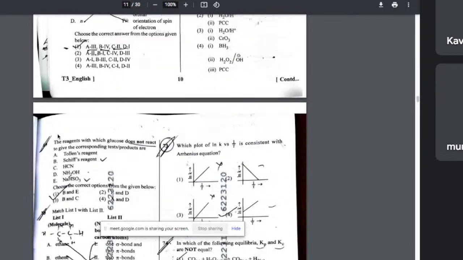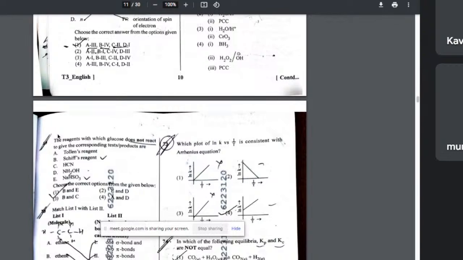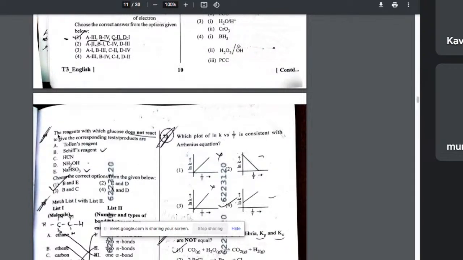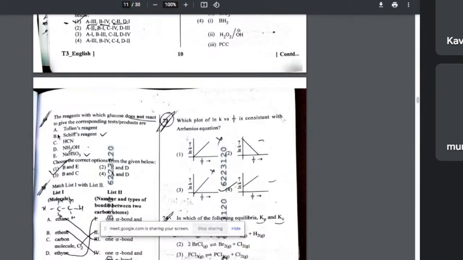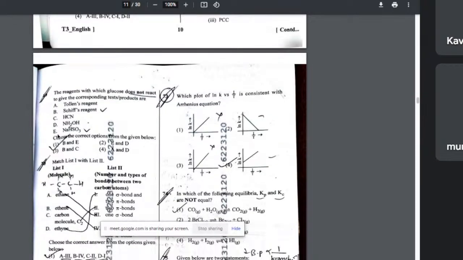Now 69. 69 asks for the reagent with which glucose does not react to give the corresponding test products. This question is from biomolecules. Schiff's reagent and NaHSO3, sodium hydrogen sulfite. Okay. Now the correct answer is B and C. Choose the correct options from the given below. B and C is correct. The third option. Now question number 70.